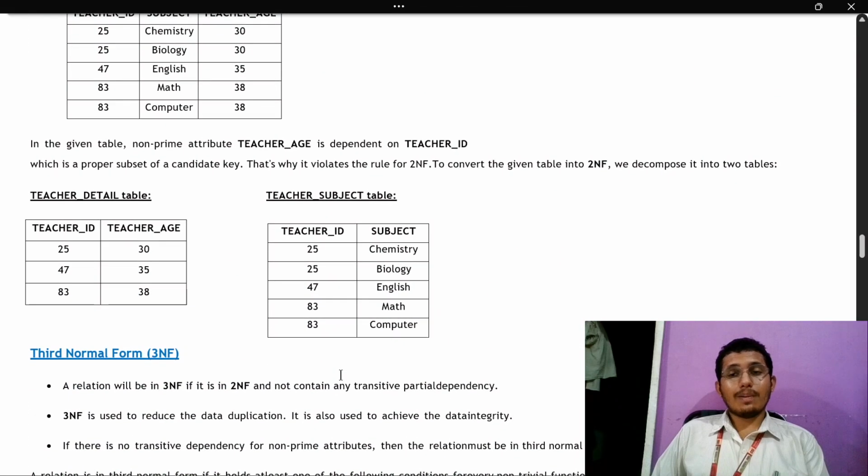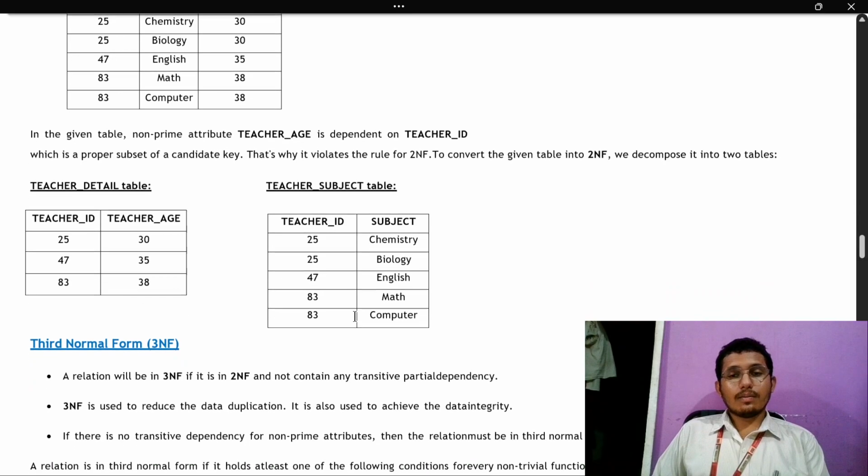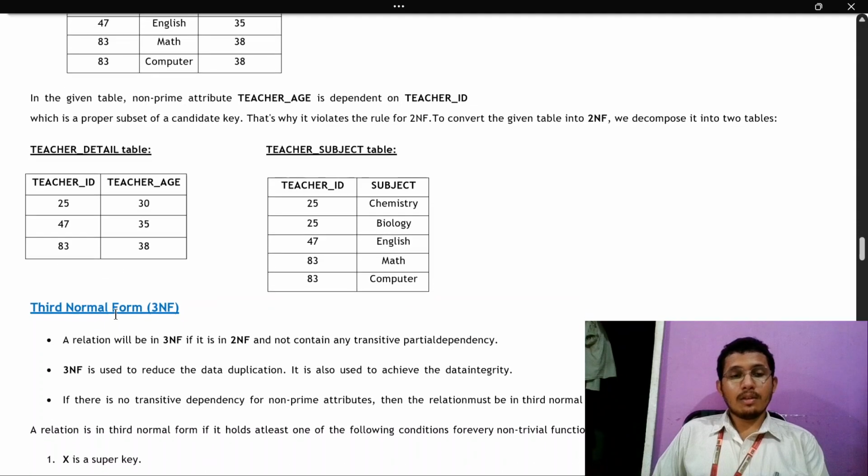To convert the table into 2NF, we decompose it into two tables so that teacher age is no more dependent on teacher ID. We divide these two and do not let them stay in the same table. So we keep teacher ID and teacher age in one, and teacher ID and subject in another. Now this particular table has no redundancy.